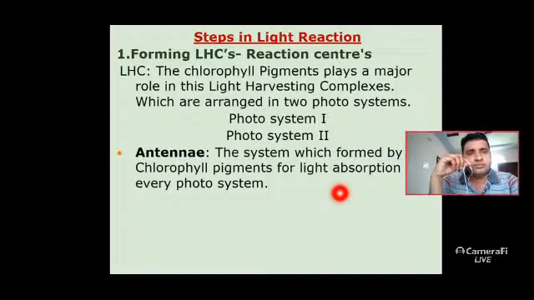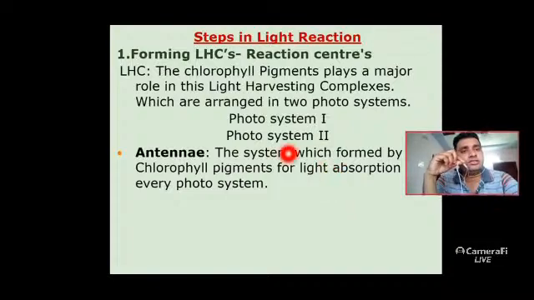So that all the pigments are formed as a system for light absorption, for the photosystems. For light absorption, all these chlorophyll pigments are formed as a special structure or special system. That one is called antennae. What is called antenna? Antenna is nothing but a system formed by the chlorophyll pigments for absorbing the light from the sun. That is called antennae.